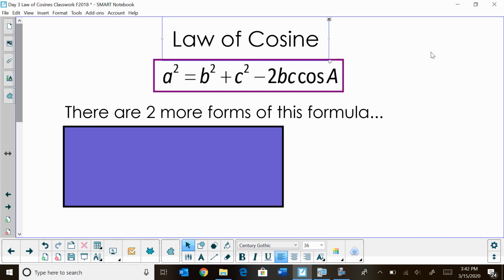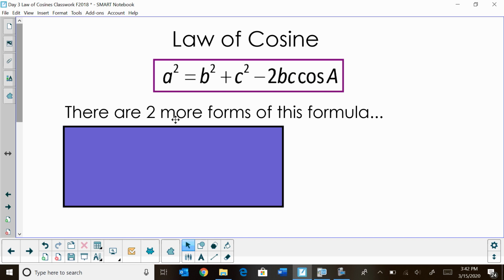Actually, not cosines, but law of cosine. And here's our formula. It's a squared equals b squared plus c squared minus 2bc times the cosine of angle A. So this works with certain types of triangles. We're going to look at what information you need to be able to use these.